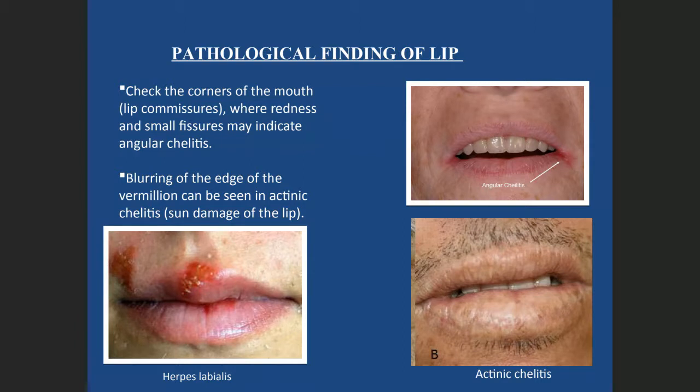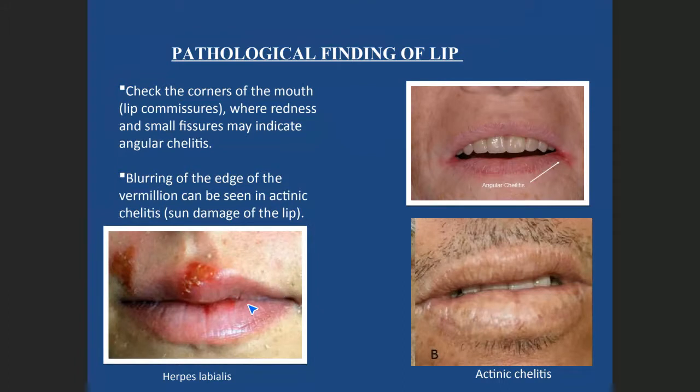There is another condition which is herpes labialis. If you see herpes labialis, you will see crustation. Sometimes it appears similar to angular cheilitis. But how do you differentiate herpes labialis from angular cheilitis? See, sometimes if herpes labialis occurs at the corner of the mouth, it will appear the same as angular cheilitis.